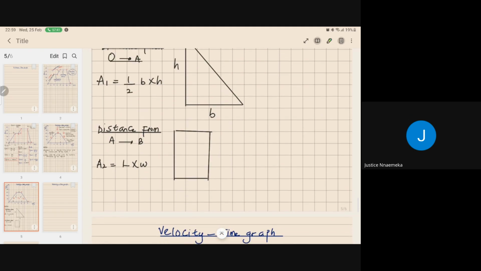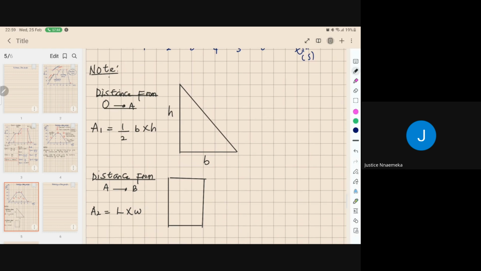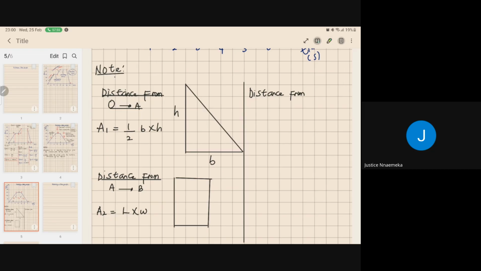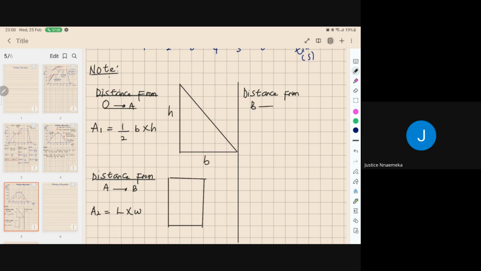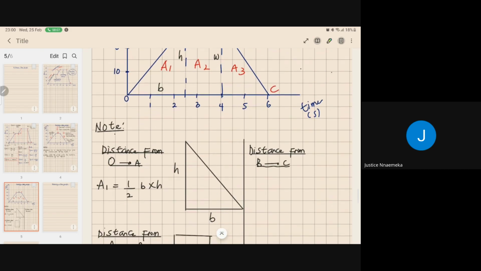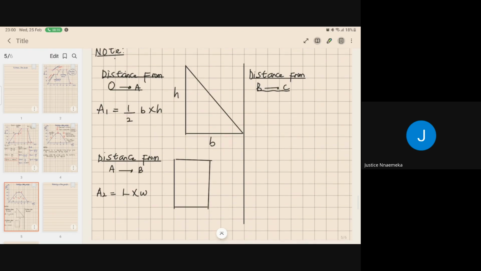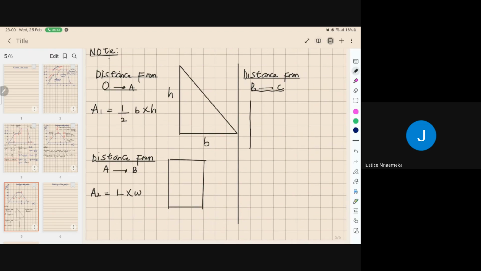Now for the last part of the journey, let me demarcate this. For the distance for the last part of the journey, we'll have the distance from B to C. What do we have right there? The distance from B to C. All right. So for that distance from B to C, you could see something right there that will be a right angle triangle. So I'm going to bring it down. I have my right angle triangle this way, this way, and this way. The same thing, so that A3 is equal to what?